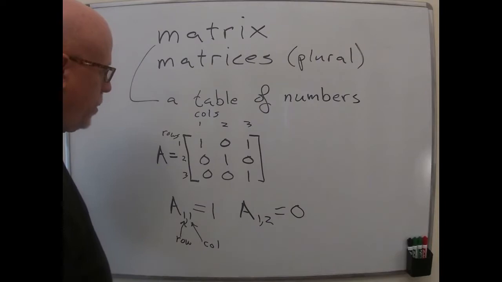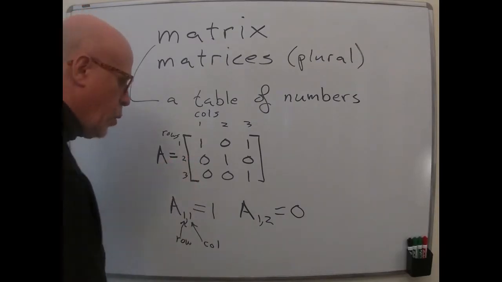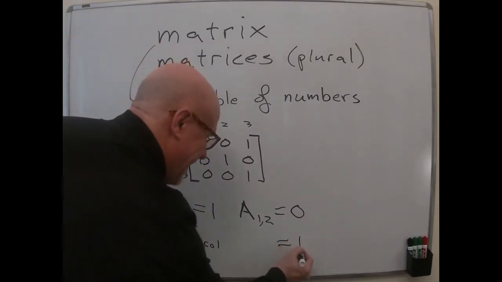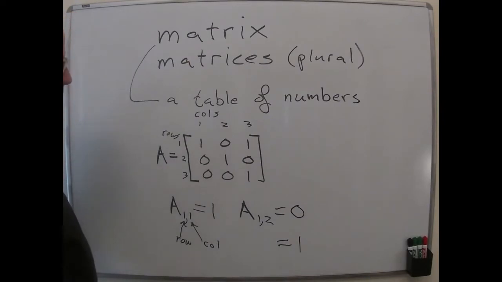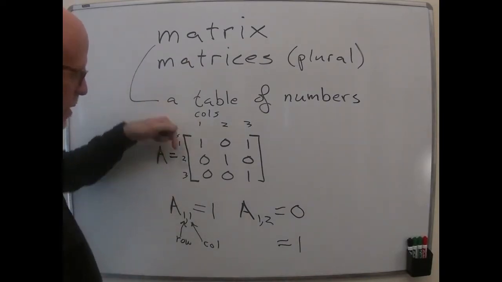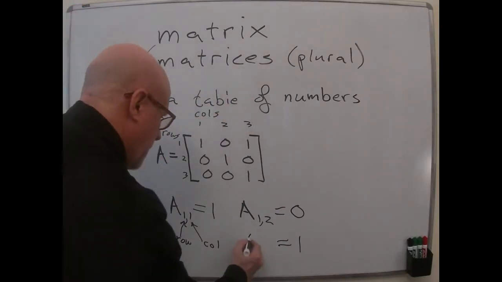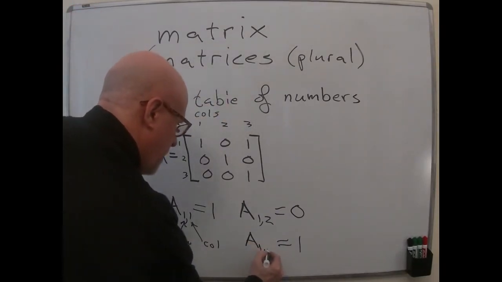Good with that? So there's a 1 in the upper right corner. What are the indices to that 1? That's row 1, column 3, so that would be A13.